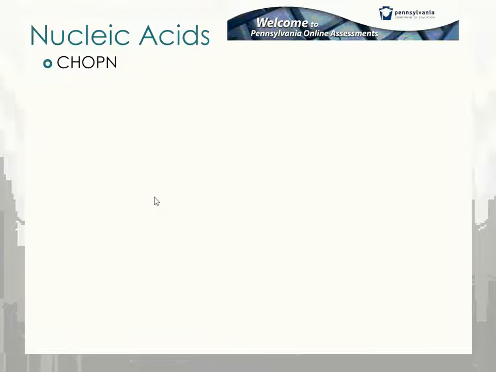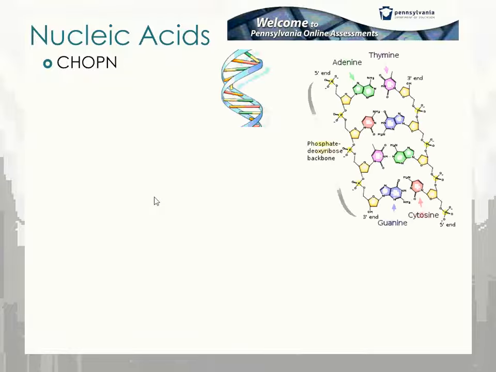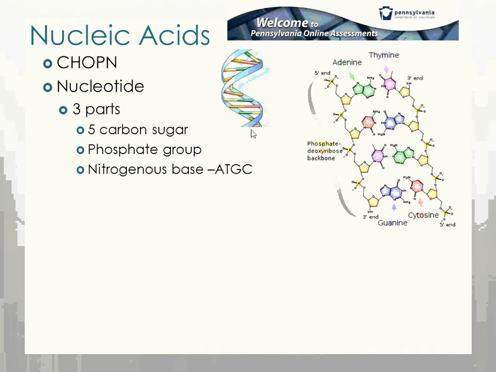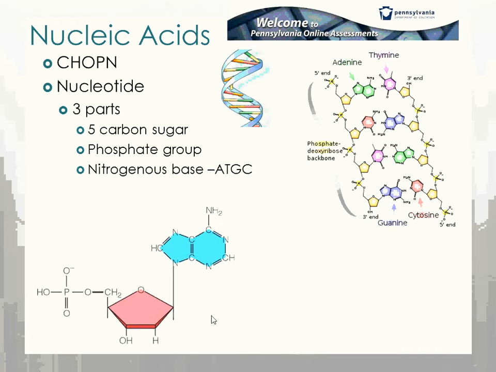Our nucleic acids are choppin, and when you're thinking of those, you want to think about DNA and RNA. The monomer is called a nucleotide, and it looks like this. There are 3 different parts of it. We have a 5-carbon sugar, and that's slightly different, and I'll talk about that in a future podcast. We have a phosphate group, that's where the P comes from, and we have a nitrogenous base. There are 4 different types of nitrogenous bases in DNA: adenine, thymine, guanine, and cytosine, and a slightly different one for RNA.